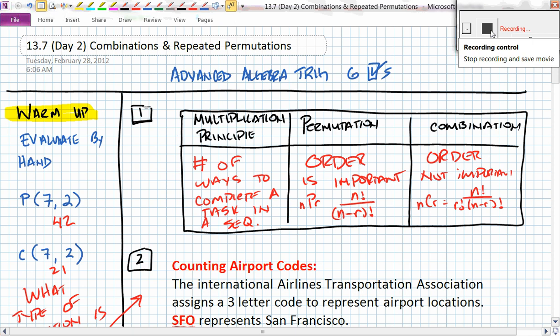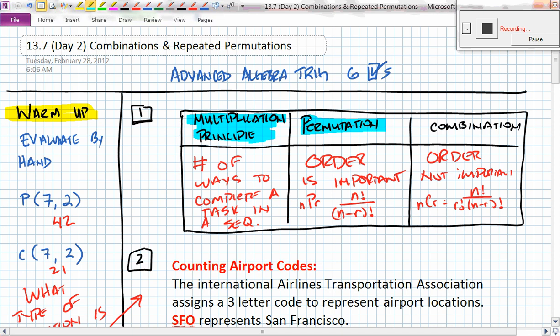Okay, here's the rundown for what we did for section 13.7, day 2. Today's Tuesday. The first thing we talked about was the difference between the multiplication principle, permutations, and combinations. The multiplication principle means the total number of ways to complete a task. Permutations is where the order is super important, and we have a formula that we can use right down here. And then combinations, where the order is not important, and we have a formula that we can use right down there. And it's all new to us.